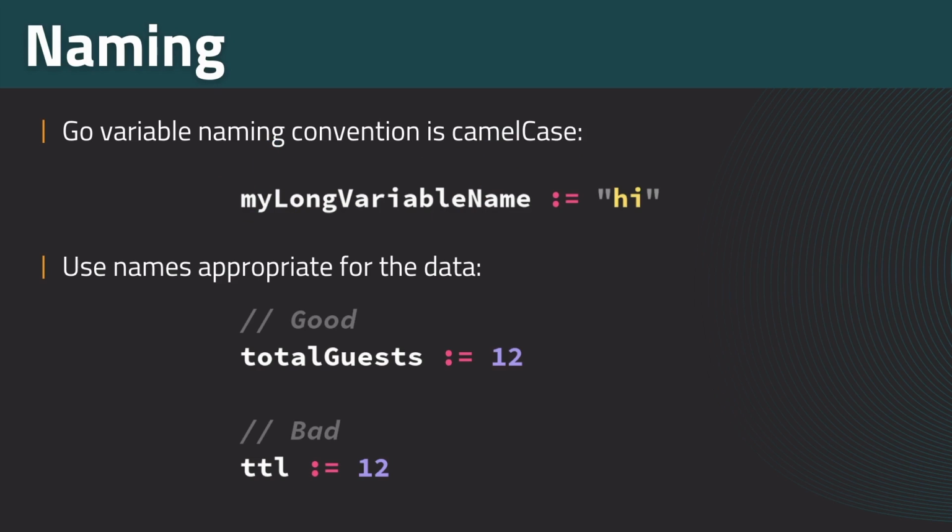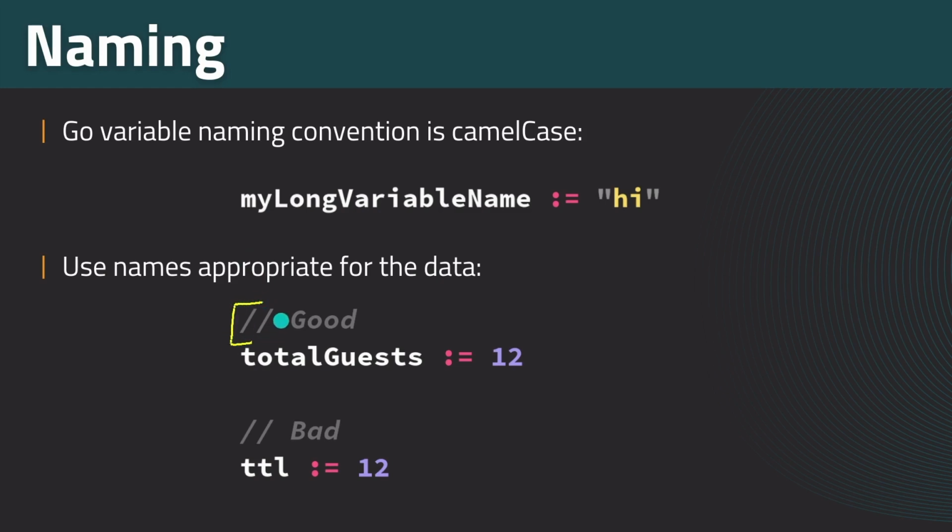Whenever you're coming up with variable names, it's good to have something that's descriptive for what's going on. So here's an example of a good variable name. We have totalGuests is equal to 12. And here's a bad one. We have TTL, which is equal to 12. So TTL might be short for total or time to live. And even if it is total, we still don't know what the total is about. So to make your code easier to follow, it's always good to use descriptive variable names.